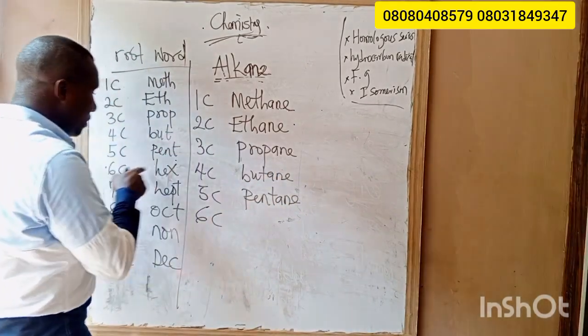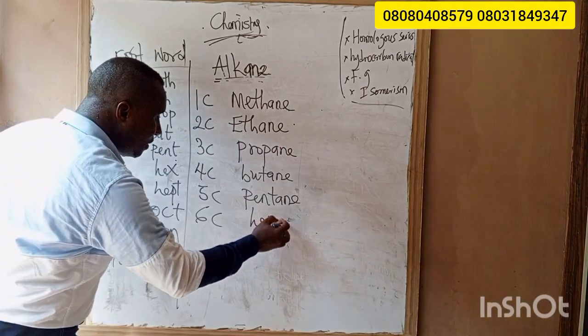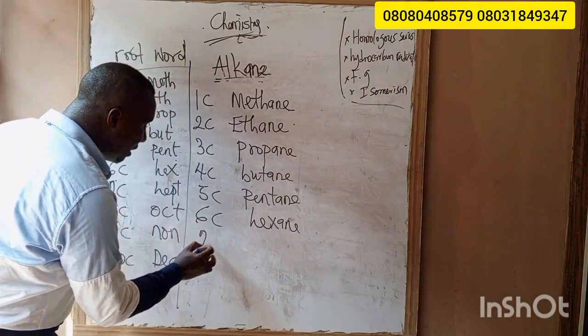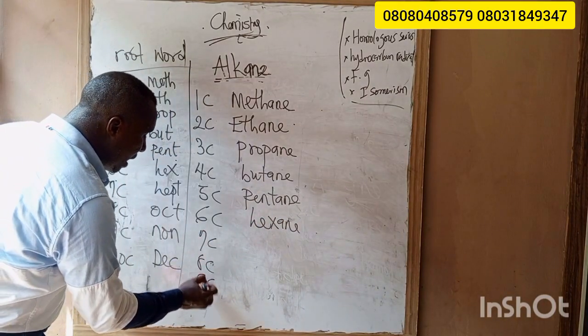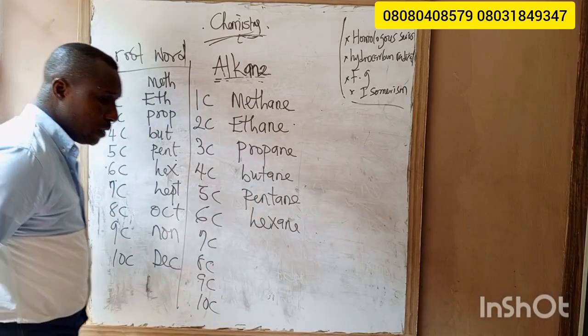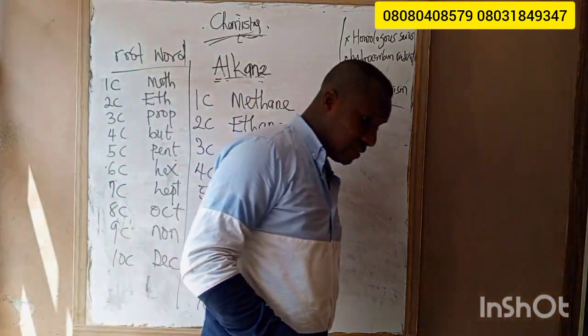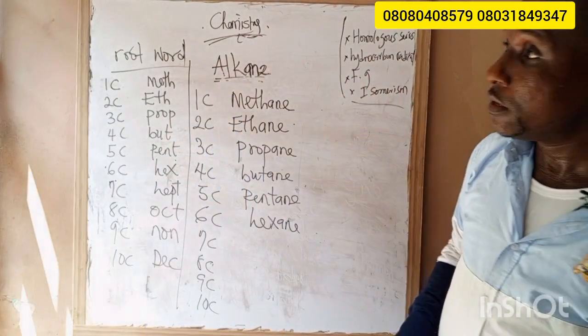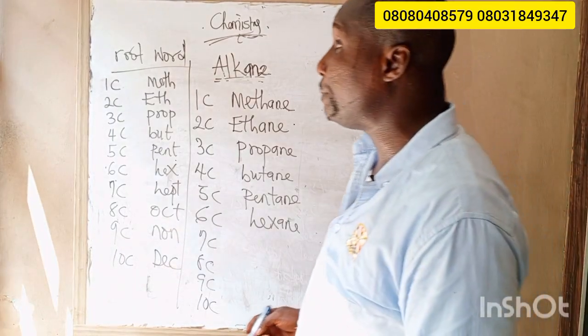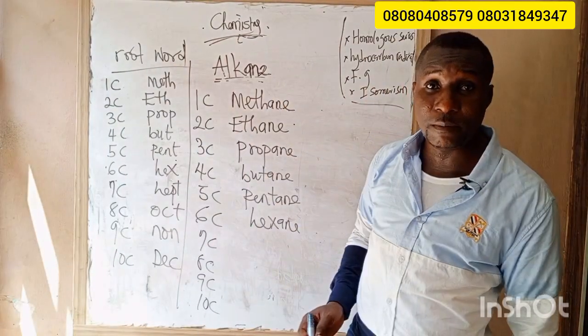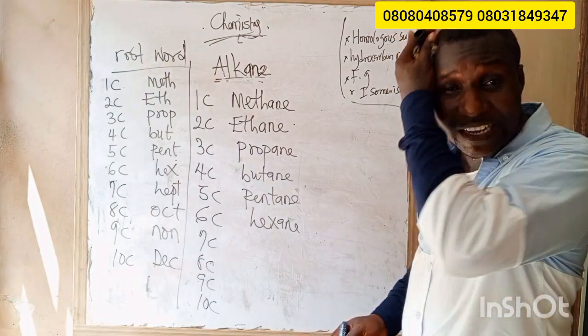6 carbon, hex, that means hexane. Then you can practice 7 carbon, 8 carbon, 9 carbon, 10 carbon. You can pause the video and write the family name. Let's look at the answer.